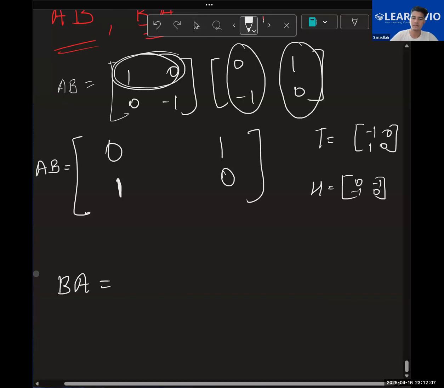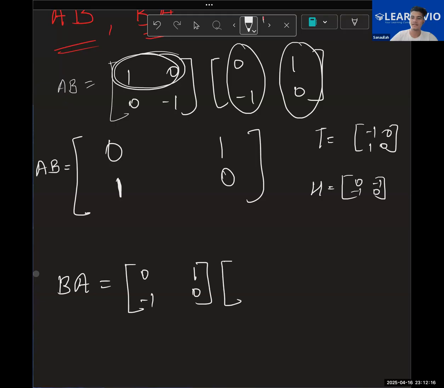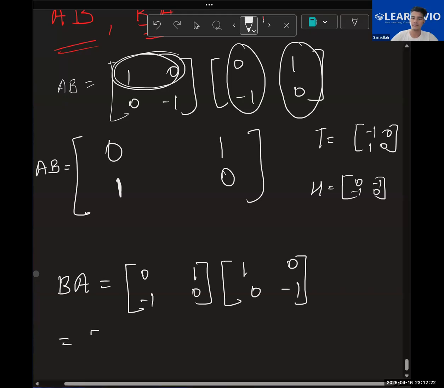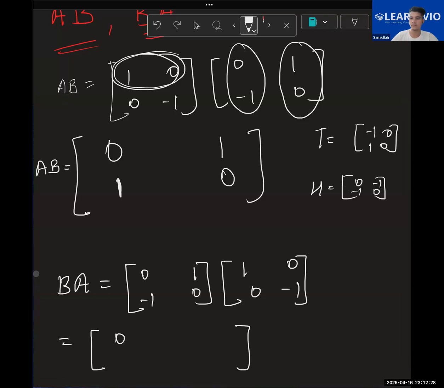So for BA, you are getting, so BA should be 0, 1, -1, 0, and 1, 0, 0, -1. Okay. So 0 times this and this times this, that is 0. 0 times that and this times this, that is -1. Okay. It seems that Bhatia has done it correctly. -1 and 0, that is -1, 0. So Bhatia, your answer is right.